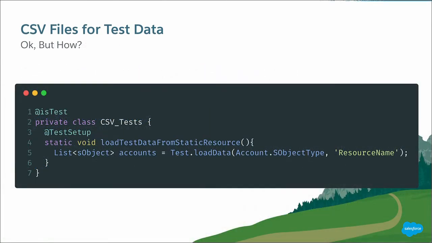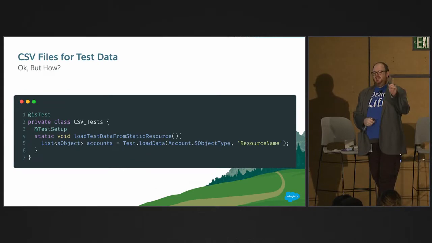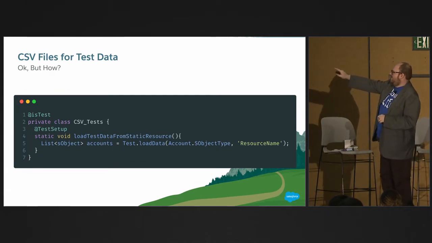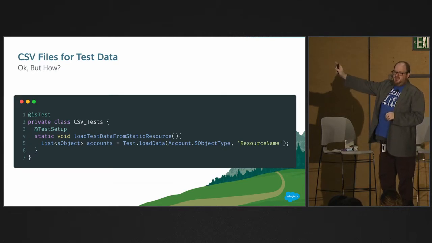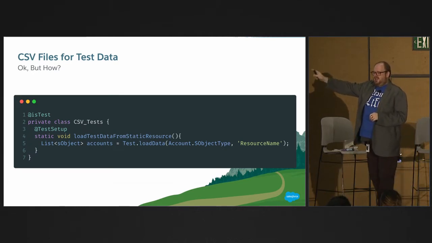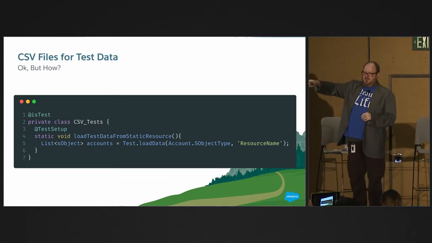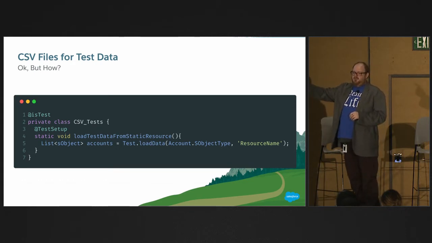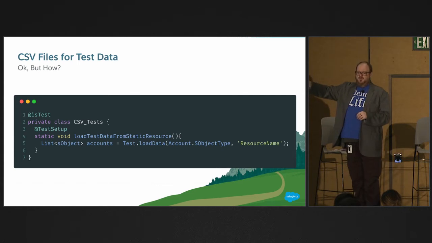And then in our test, we're going to use a test setup method. We're putting it in a test setup method for a very specific reason. If we fail to hydrate that CSV into a list of accounts and insert those into the database using this load data method, that test setup method will fail. An exception will be thrown.